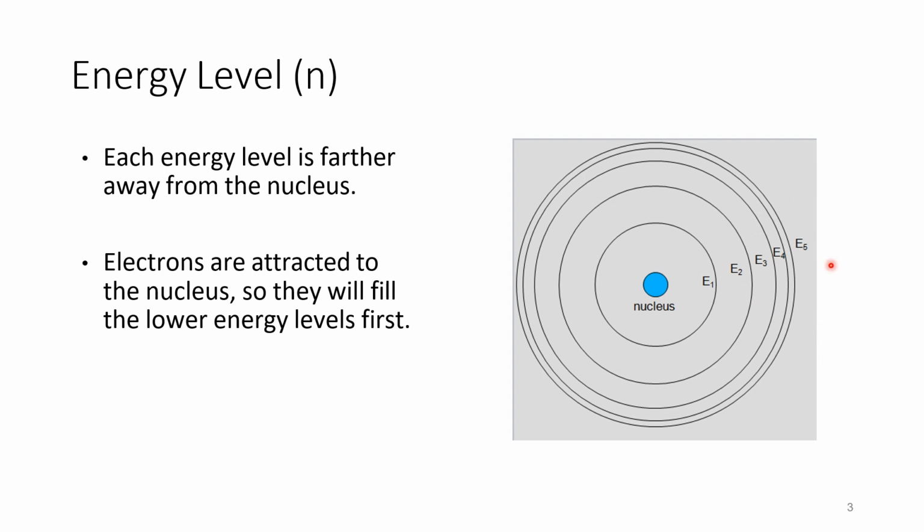Remember, the nucleus in the center is positively charged and the electrons in orbit are negatively charged. Opposite charges, what happens? They attract. Because of this strong attraction, electrons naturally want to be as close to the nucleus as possible. That is why electrons will always fill the lowest energy level first before filling any higher levels.